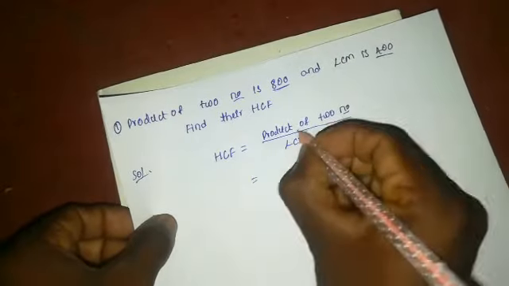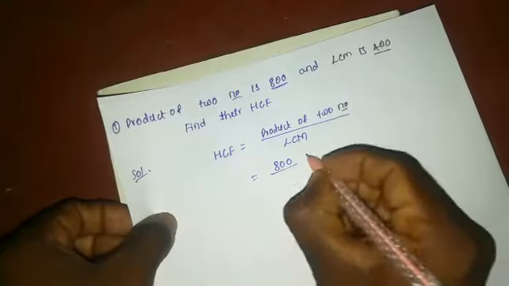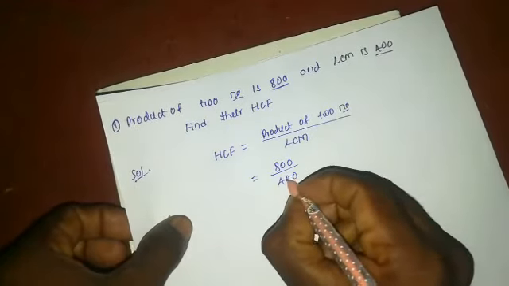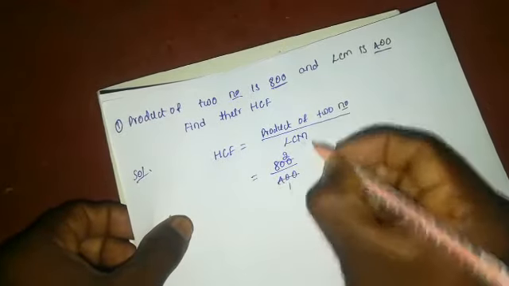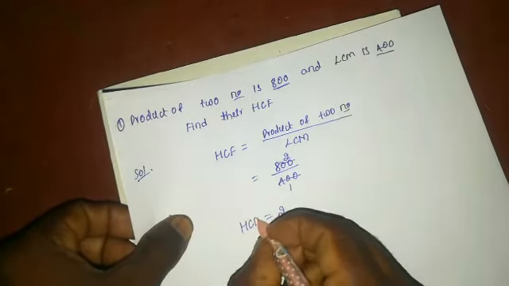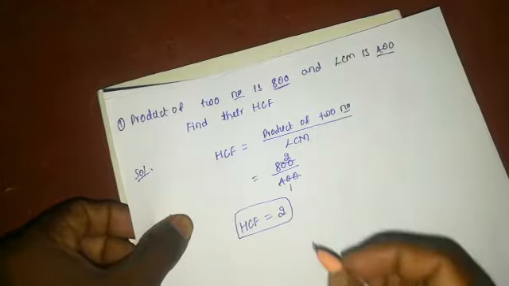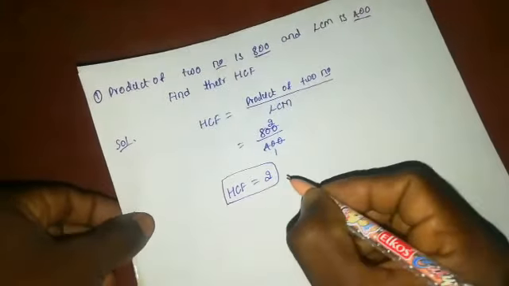We know that the product of two numbers is 800, divided by LCM, which is 400. Now the two zeros get cancelled. 4 ones are 4, 2 fours are 8. We get HCF is 2.